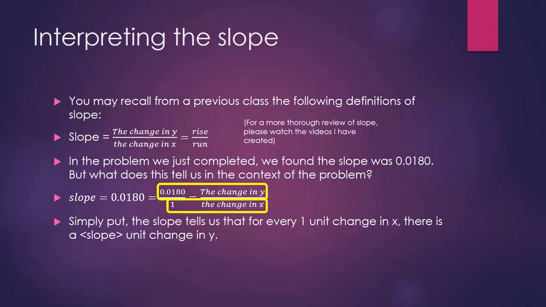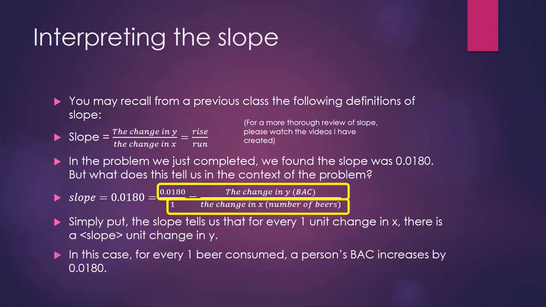What we need to do is put this explanation in the context of the problem, which means we need to add the units in question, which are number of beers and blood alcohol content. In this case, for every 1 beer consumed, a person's blood alcohol content increases by 0.0180.